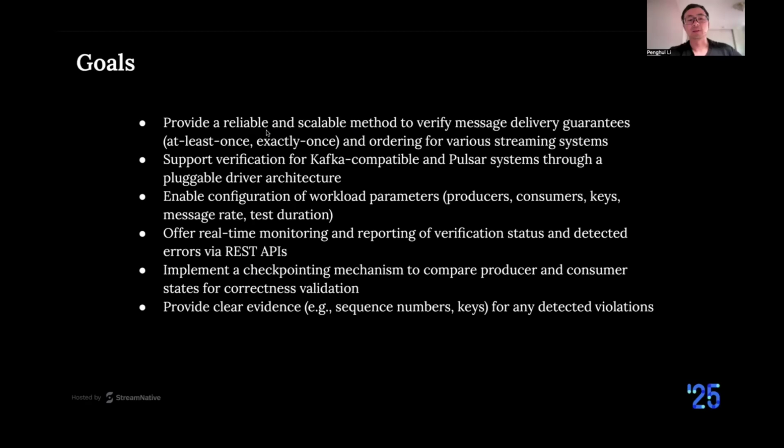We also need to implement a checkpoint mechanism to compare the producers and the consumers for correctness validation. This is mostly for observability and making issues easy to debug. The framework also provides clear evidence for any detected issues. For example, if the consumer skipped some messages, you should be able to know which message was skipped. With this information, you are able to debug and understand the root cause. That is the major goal of this project.